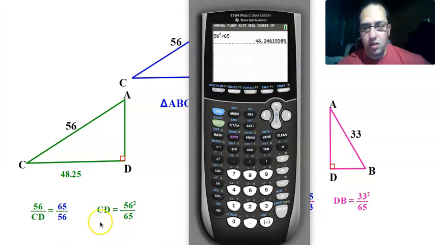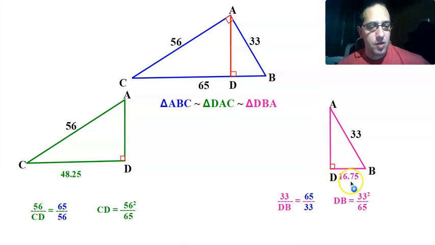So, get my calculator back out. And this time we want 33 squared, there it is, divided by 65 is 16.7538, on and on. We'll just round to the nearest hundredth, and so 16.75 approximately.